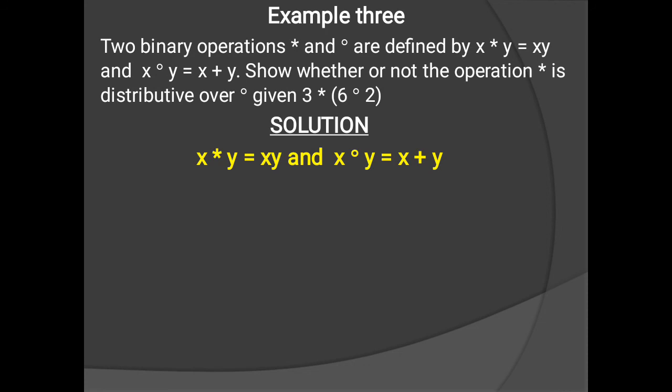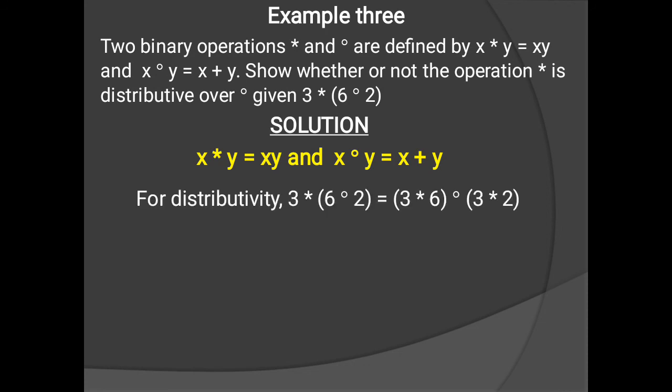distributivity. So our rules, just like we used in the previous example, our condition for distributivity, 3 operation 6 operation 2 should be equal to 3 operation star 6 into parentheses, then operation circle into another parenthesis, 3 operation star 2. All right, so we take the first one, we solve using the rules, then later we take the second one. All right, so we always deal with what is in the parentheses first.